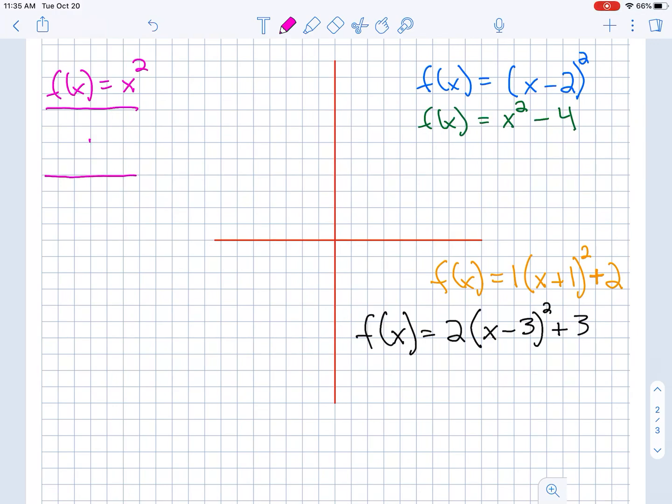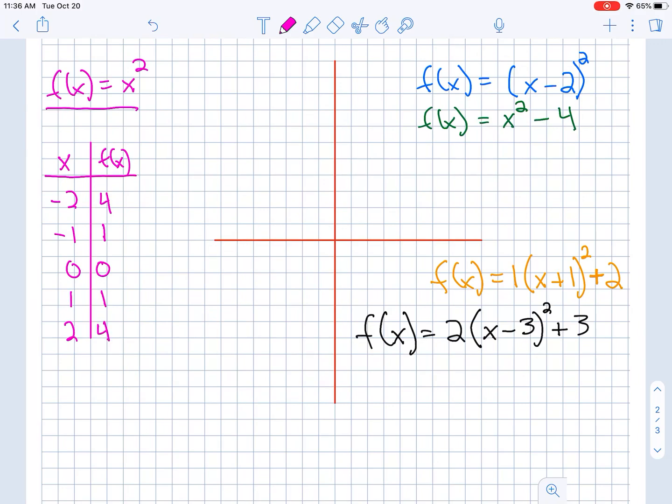In order to do that, I'm going to make a table, like an xy table, and then I'm going to go -2, -1, 0, 1, and 2. And I'm going to put in each of those values. So when I put -2 in for x, I get -2 squared. -2 squared is not -4, okay? -2 squared is -2 times -2, and a negative times a negative is a positive. So then I have -1 squared, 0 squared, 1 squared, and 2 squared.